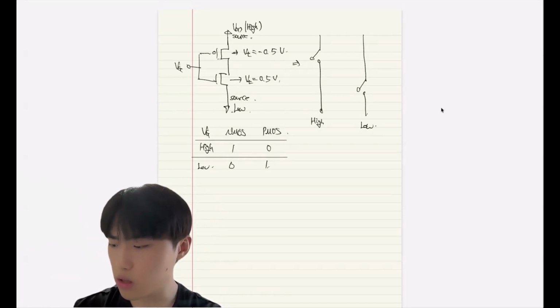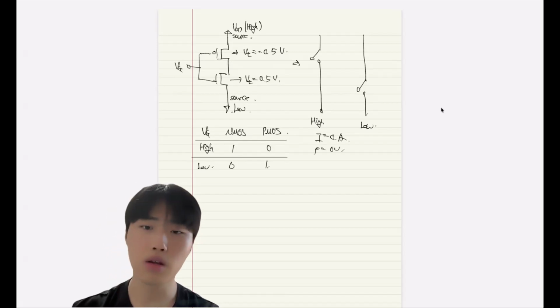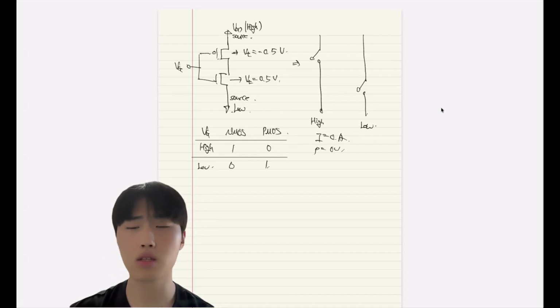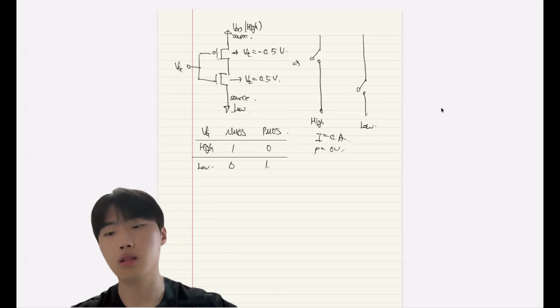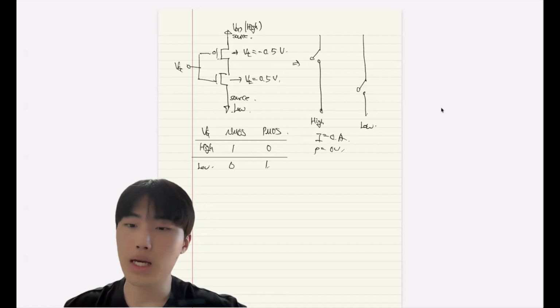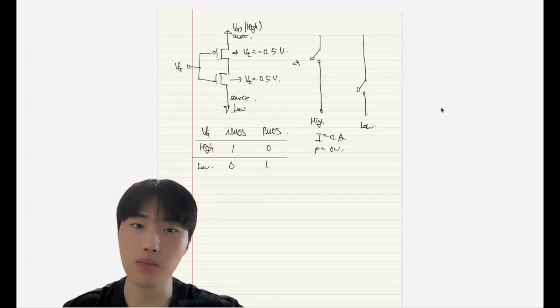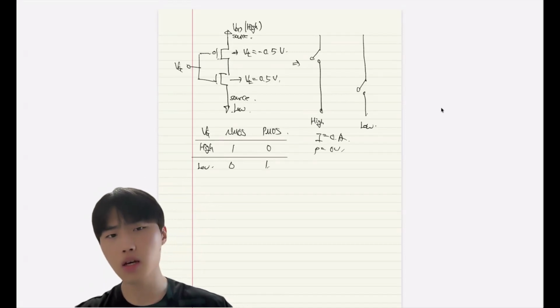So the current will be 0 ampere on it, so the power P will be 0 watt. So there is no power cost. So this is some basics of CMOS.